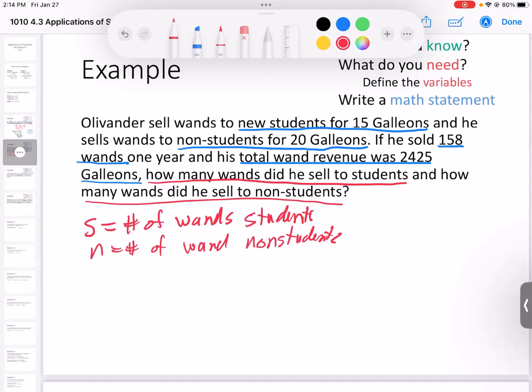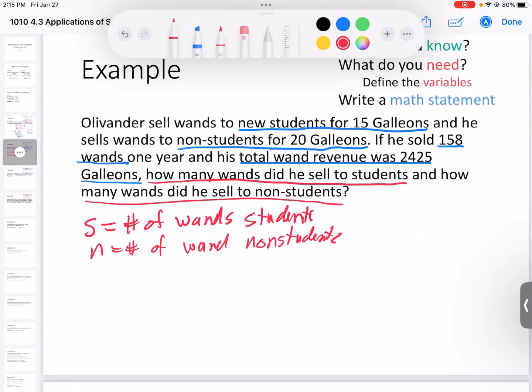So since we're looking for how many wands he sold to students, I'm going to have S equal the number of wands that he sells to students. I wouldn't want to define S to be the amount of money he makes from students, because that's not what I'm asked for. So be very specific about what the variables mean and don't just say, oh, it represents students, because you might not know, is that talking about how much money he made from students, or how many wands he sold to students? Because those are different numbers.